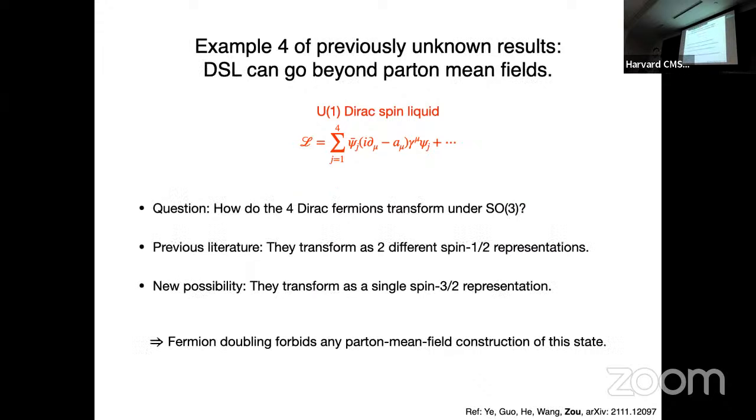Okay, the next example. The Dirac spin liquid has this very nice Lagrangian, so people may think it can always be realized through some parton mean field construction, but it may not be the case. For example, here we have four flavors of Dirac fermions. We can ask, how do they transform under the SO3 symmetry? In the previous literature, people basically always take the four of them to transform as two different spin one half representations. Each spin one half contains two Dirac fermions, and two of them together is four. What we found is that they can also transform as a single spin three half representation. Spin three half contains four components. Then it turns out there's some fermion doubling theorem that forbids any parton mean field construction of this state. So how do you get the spin operator?